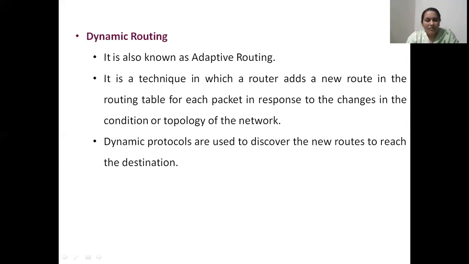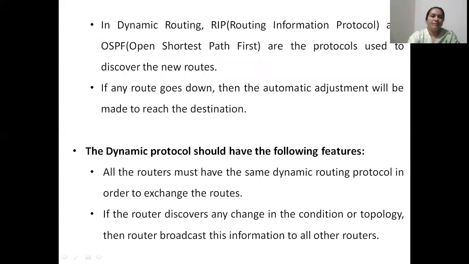This dynamic routing model makes use of dynamic protocols in order to discover new routes to reach the destination. Two routing protocols which are used by the dynamic routing model are RIP, Routing Information Protocol, and OSPF, Open Shortest Path First protocols. These are specialized protocols which can dynamically discover new routes to any given node in the network. So if any of the routes goes down, then automatic adjustment in the routing table can be made to reach the destination. Hence, it's called an adaptive routing model.